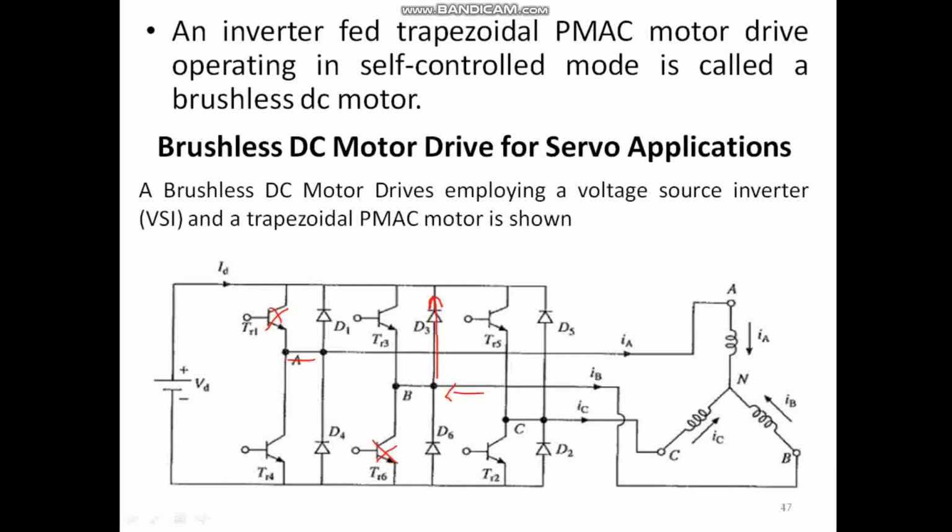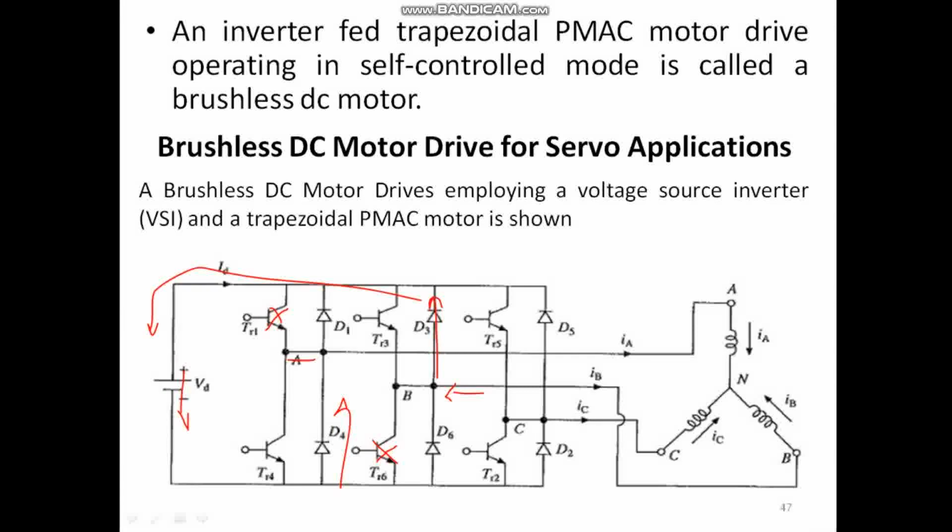Okay, it will come through VD. D3 says it will come through VD, and through VD it will go for D4. Okay, it will go to D4. So this is the path it is consisting.